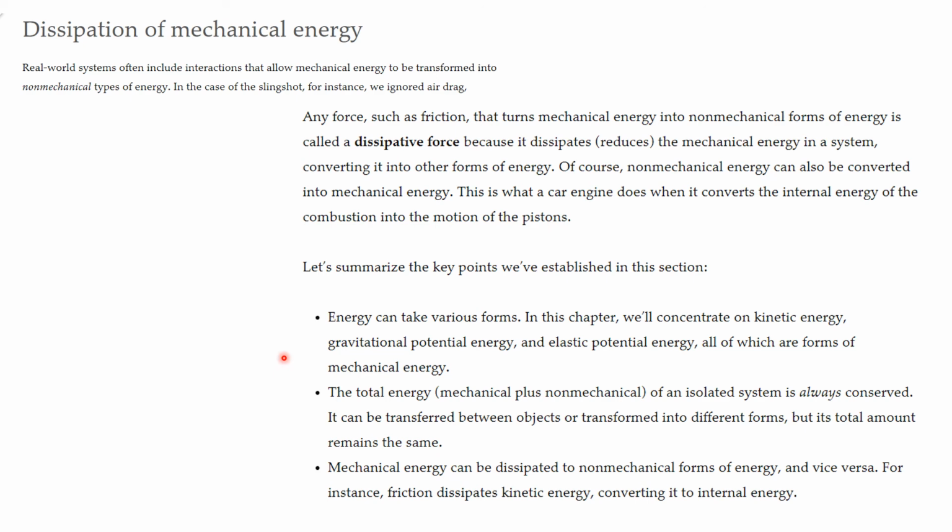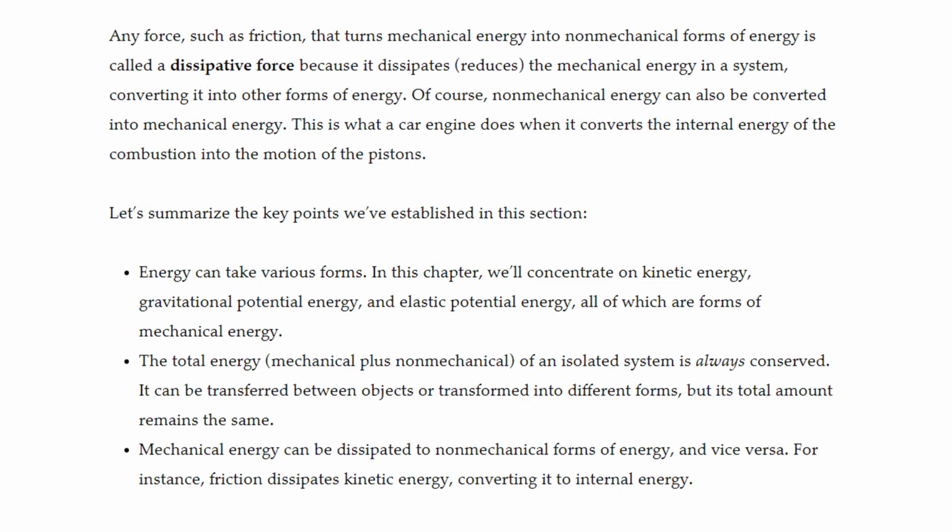Now let's summarize then the key points we've established in this session. Energy can take on various forms. Here we've concentrated and will continue to concentrate on kinetic energy, gravitational potential energy, and elastic potential energy. These are all mechanical energy. The total energy is always conserved, but it can be transferred among them. And mechanical energy can be dissipated to non-mechanical forms and vice versa. And that's the same chart as we just looked at.